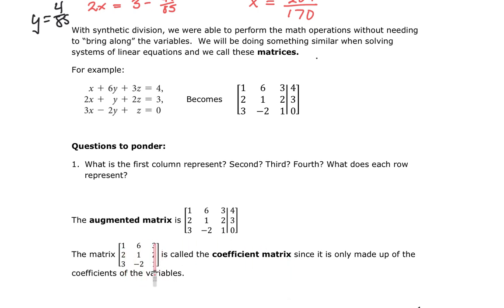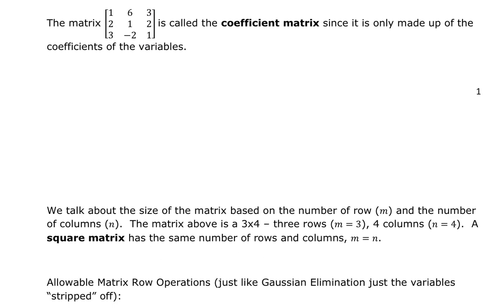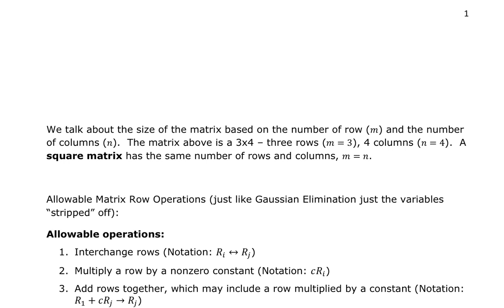So I have 3 equations and 3 unknowns, so I expect my coefficient matrix to be 3 rows and 3 columns. So again, from our last video, we talked about the matrix. We do the number of rows first, and then the number of columns. The augmented matrix was a 3 by 4. The square matrix was the coefficient matrix.